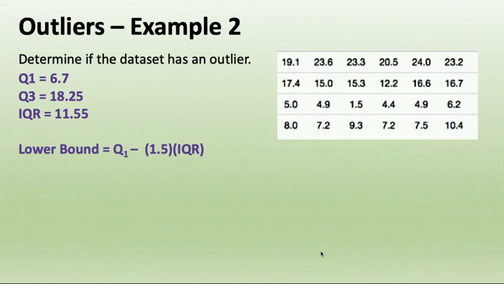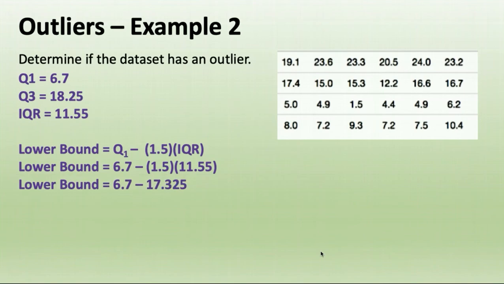Remember, this is the formula for the lower bound. I plug in Q1 and the IQR, and then I perform the multiplication. So I multiply 1.5 times 11.55. I get 17.325. I subtract this from Q1, which was 6.7, and I get my lower bound, which is negative 10.625. It's okay if your lower bound is negative. It doesn't mean it's incorrect.